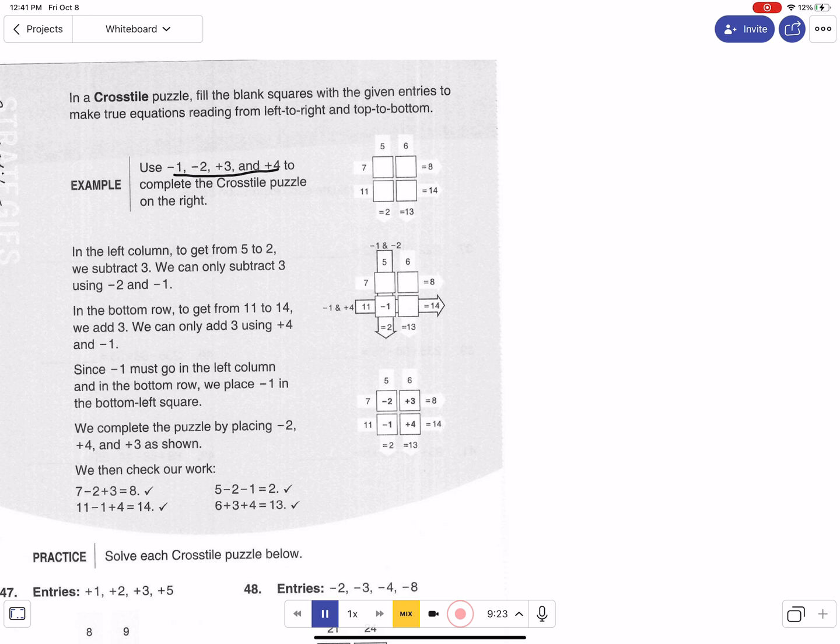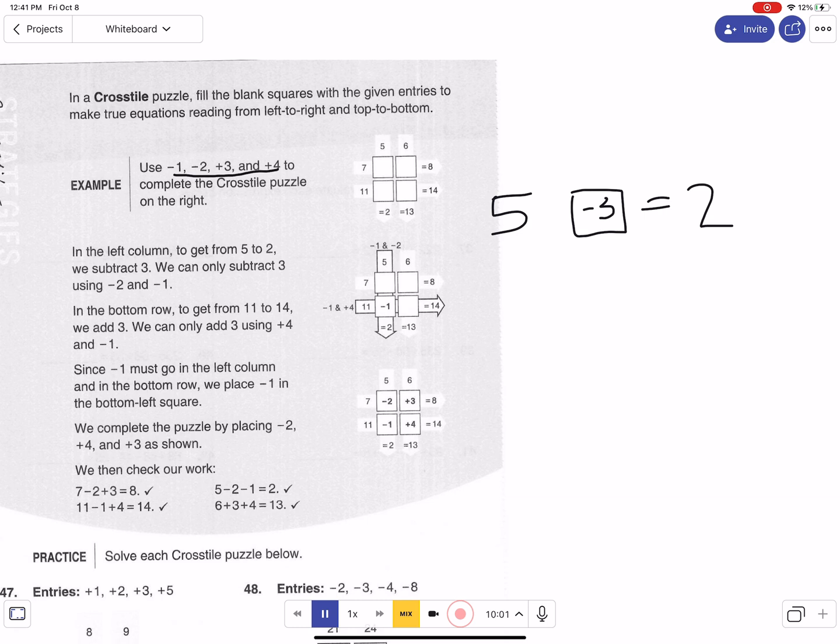In the left column, we're going to go to the columns first. This is the left column, the 5 at the top. How do we get from 5 to 2? We get from 5 to 2 by adding or subtracting numbers. And we have to put these numbers in the boxes, right? To get from 5 to 2, we just subtract 3, right? There's a blank there. We have to do 3. That's the only possible way.